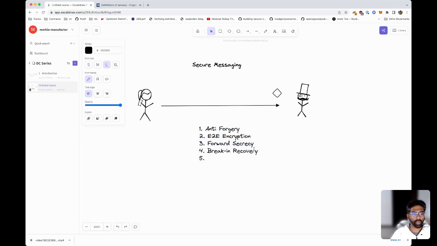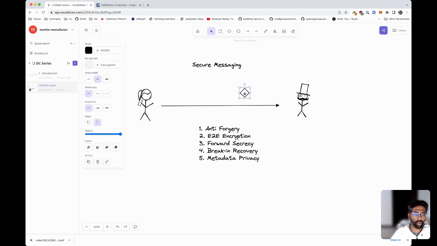The fifth property is one that we'll call metadata privacy. Metadata privacy is an important property as well. It's the notion that while your message content might be encrypted, there's metadata about the message or around the nature of the communication that's also important to keep secure. For example, Alice and Bob might not want the world to know that they've been talking or how many times they've been talking, because that in and of itself can leak data about their conversations or what they're trying to communicate with each other.